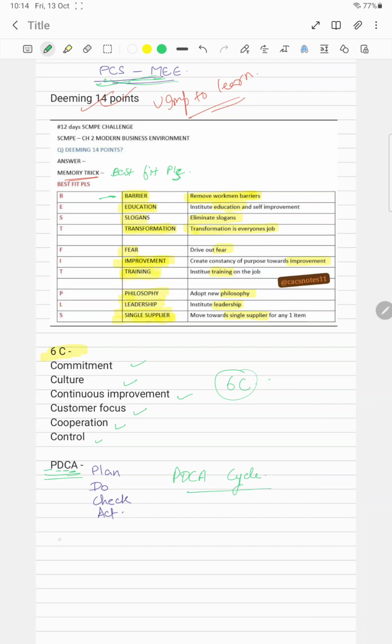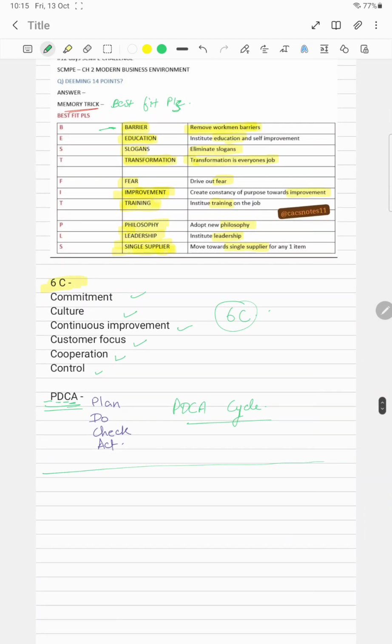So these were the concepts till now. There are more concepts. Next is the business excellence model, for which I'll be making the next video.